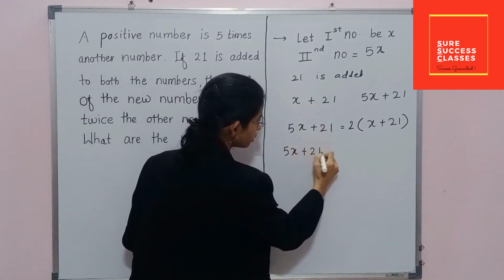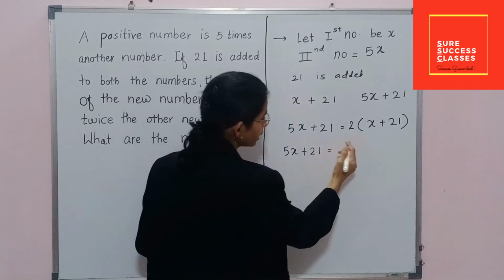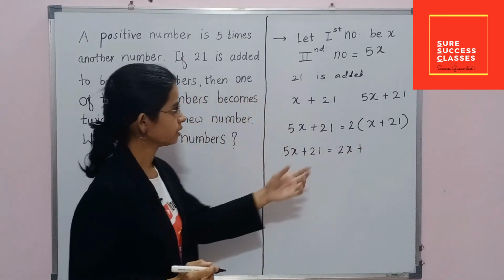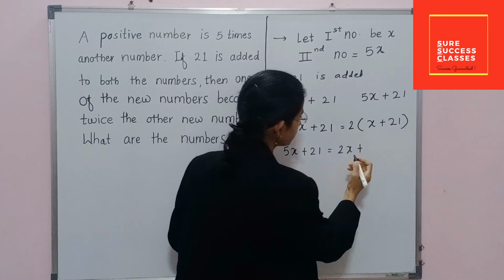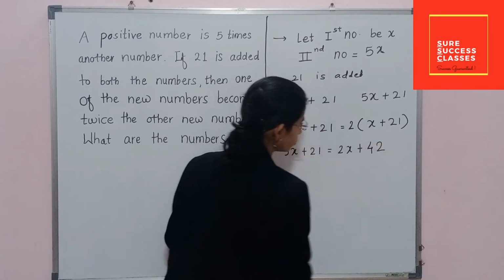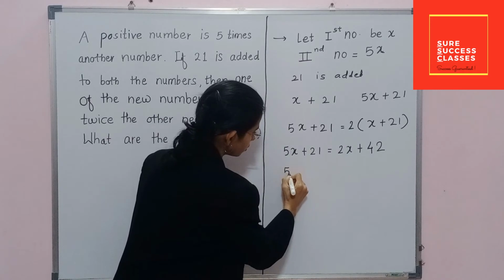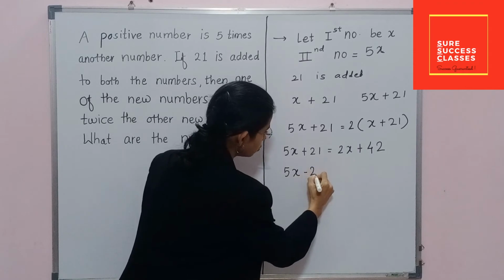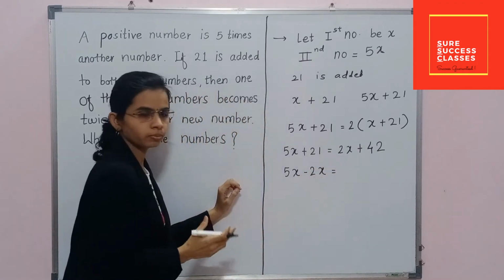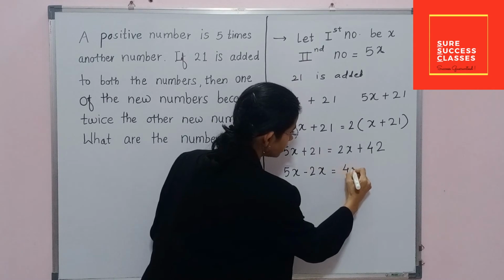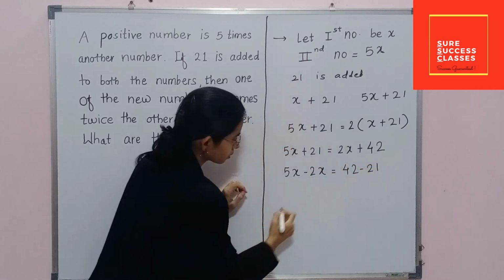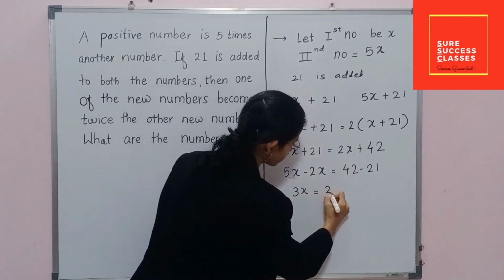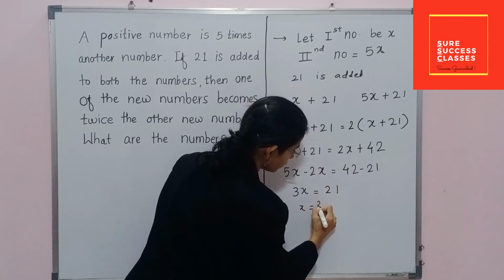5x plus 20 is equal to 2 into x, 2x, plus we will write as it is 2 into 21. It will become 42. Then we will shift this 2x to this side. It will become minus 2x, and this 20 plus 21 will become minus 21. 3x is equal to 21.